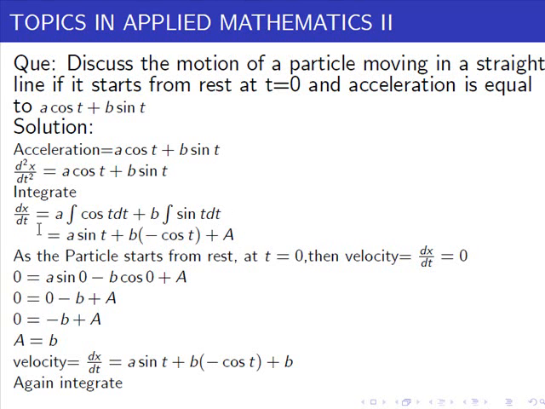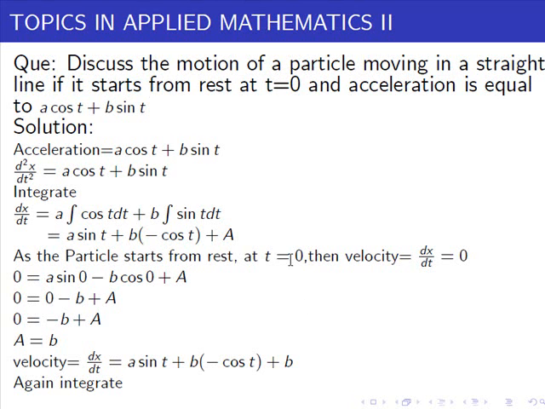We have obtained with the help of integration the velocity of the particle, but we have a problem with the unknown constant A. This is unknown, so our solution is not final until we find the unknown constant A. In order to obtain the unknown constant, we must have an additional condition. The condition is given in the problem that the particle starts from rest at t is equal to 0.